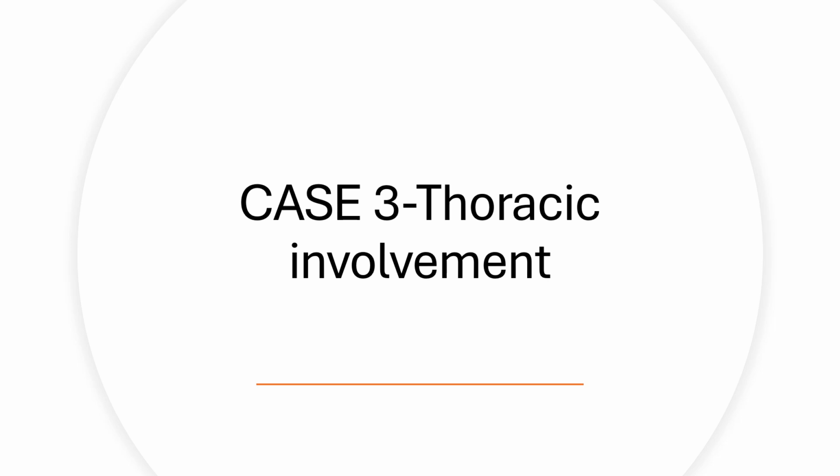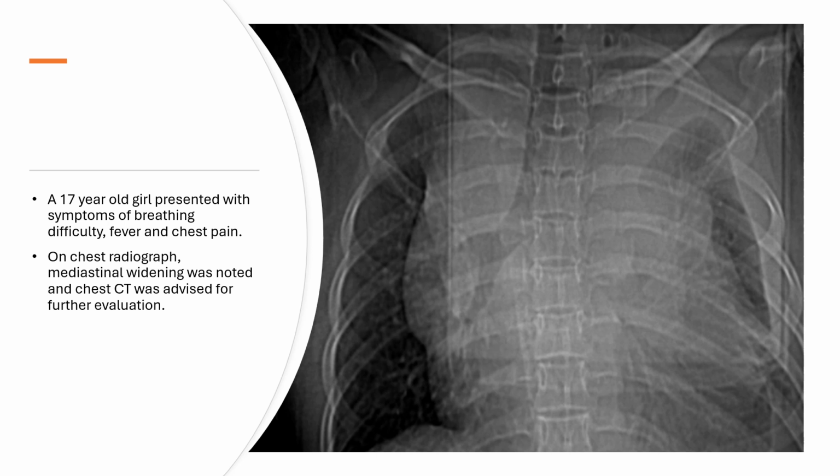Third, we are going to study the extranodal involvement. The third case that we are going to see is thoracic involvement. A 17-year-old girl presented with symptoms of breathing difficulty, fever, and chest pain. So a chest radiograph was advised, and on the chest radiograph we can see that there is mediastinal widening, and we can clearly appreciate the trachea and the branches.